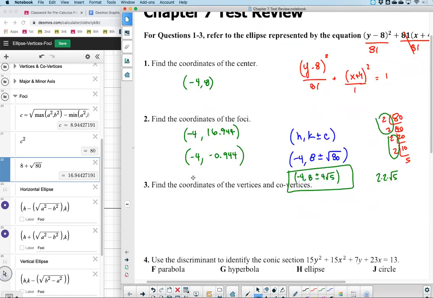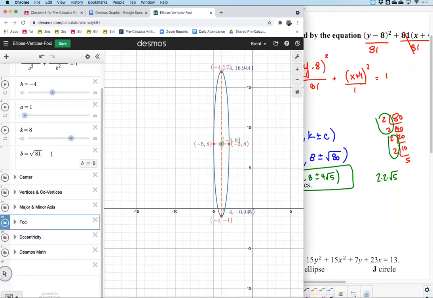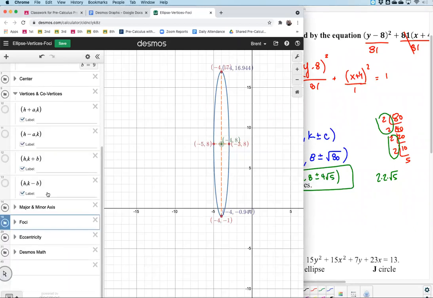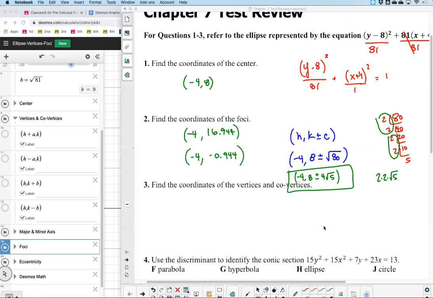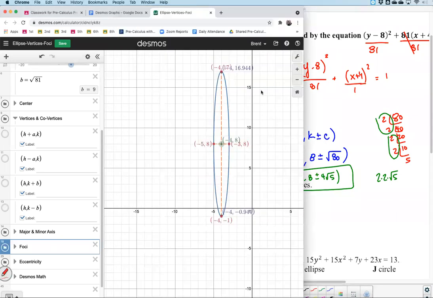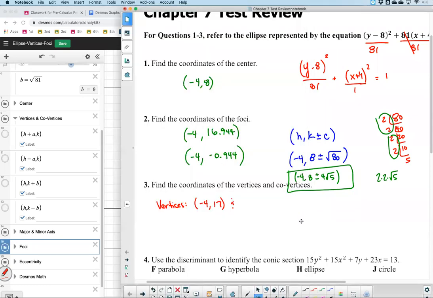All right, vertices and co-vertices. So I'm going to come back over here. I'm going to open up vertices and co-vertices. Then, well, you can look on these points to see them easier. It looks like -4, comma, 17. The vertices, I'll do the vertices first. Remember, those are the major ones, the 2A, -4, comma, 17. And the other one is -4, comma, -1.